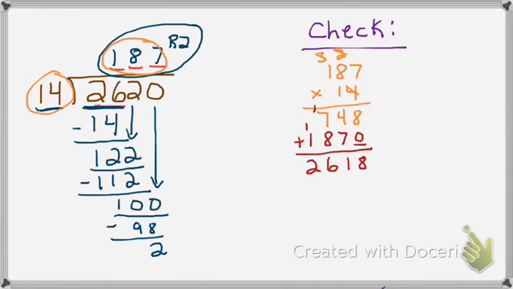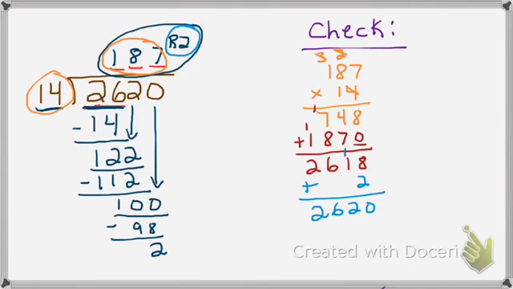Now I have to add my remainder if I have one, and I do. My remainder is 2, so I will add that on now. 8 plus 2 is 10. Put down the 0, carry the 1. 1 plus 1 is 2. Nothing plus 6 is 6. Nothing plus 2 is 2.